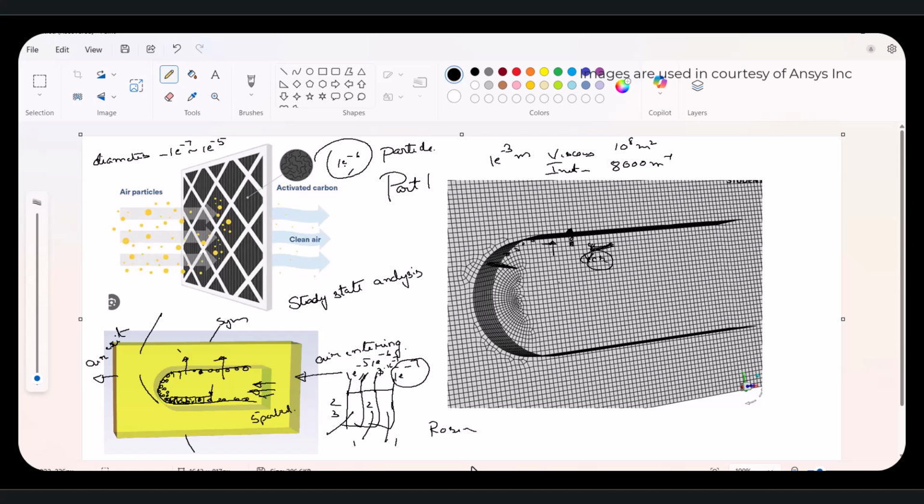And the diameter should be greater than 1e-6, then only it will go and hit, or else it will pass through this porous jump interior condition, right? So if it is greater than 1e-6, we'll go into the loop and check whether it is crossing this critical velocity or not. So there will be two if loops.